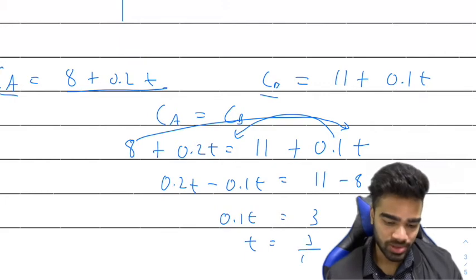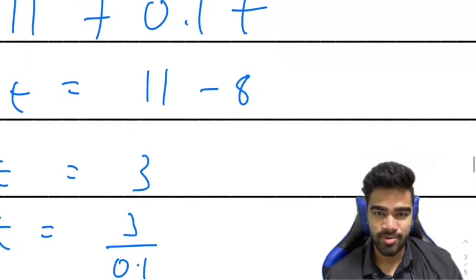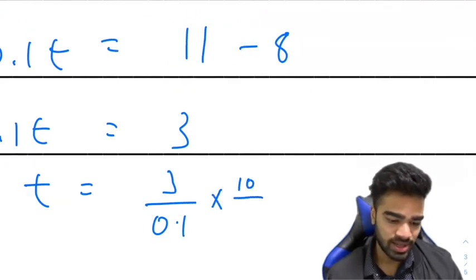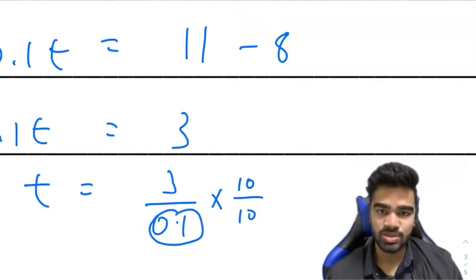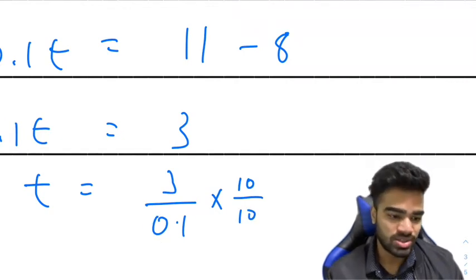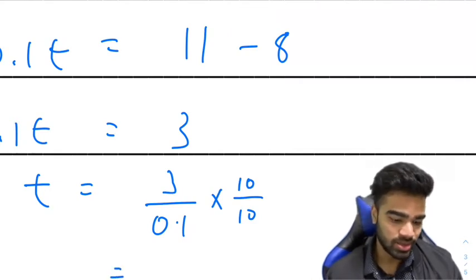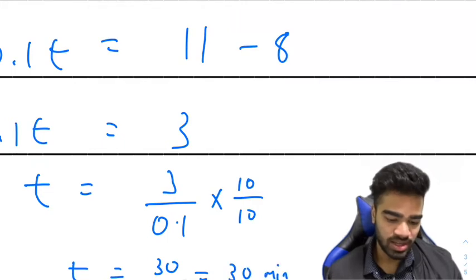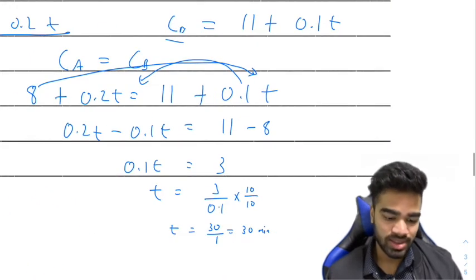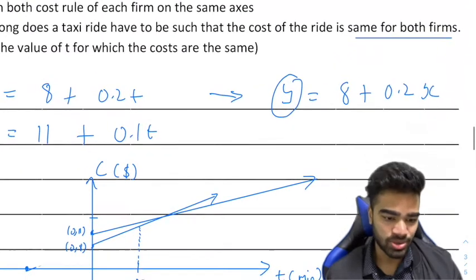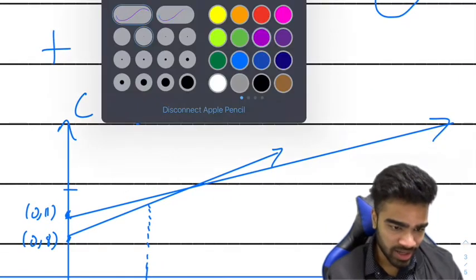So t is equal to 3 over 0.1. Again, we have a decimal in the fraction, so just times by 10. Because it's one decimal place, you times by 10. If it's 2, you times by 100 and so on. So this would be equal to 30 over 1. So time is 30 minutes. Okay, so in 30 minutes, both the cab fares will be the same. So in terms of our graph, that would be the intersection point.